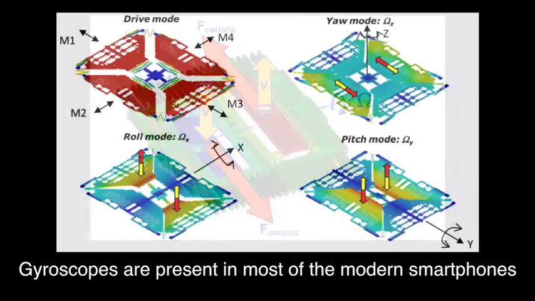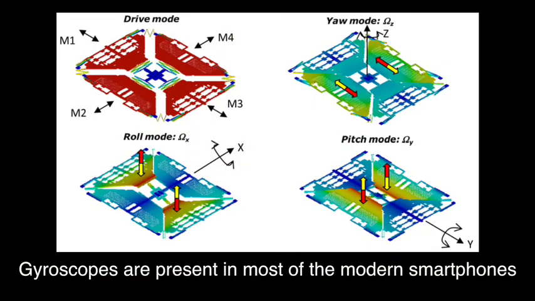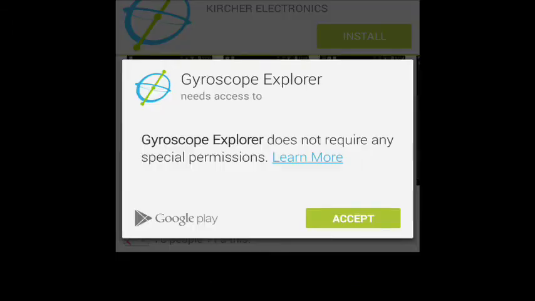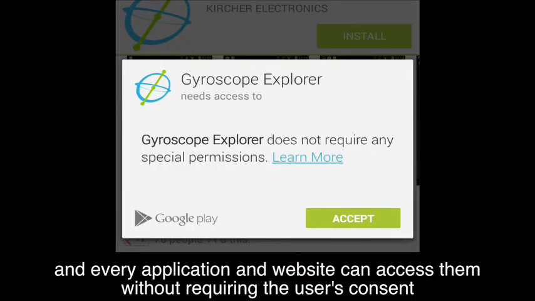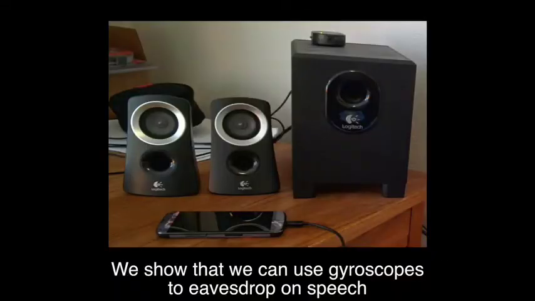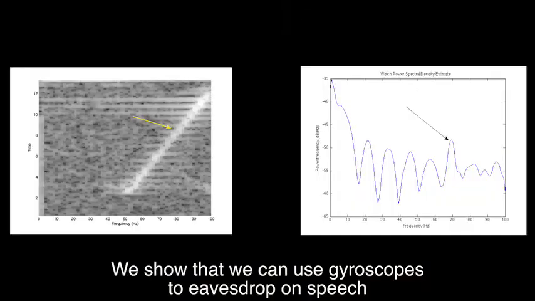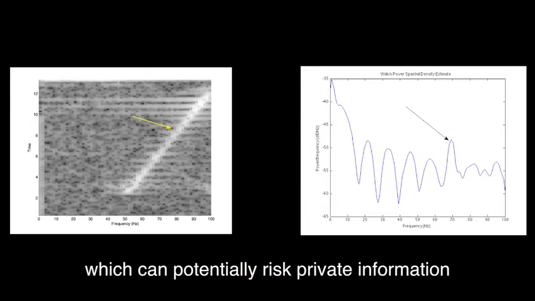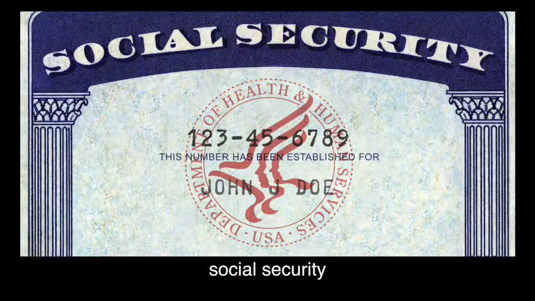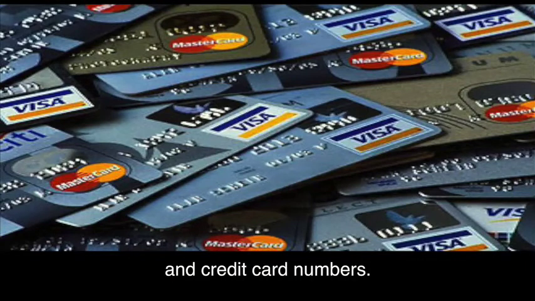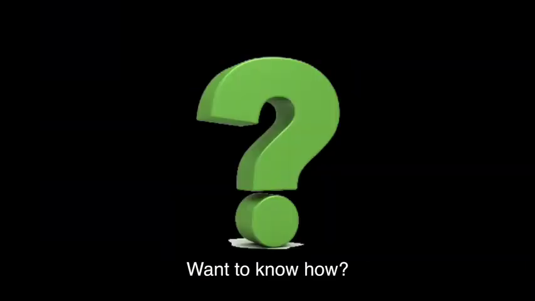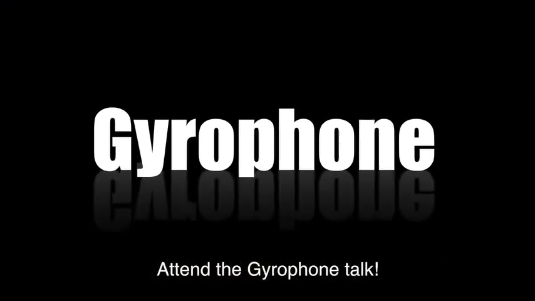Gyroscopes are present in most of the modern smartphones. They measure angular velocity, and every application and website can access them without requiring the user's consent. We show that we can use gyroscopes to eavesdrop on speech without using the microphone at all, which can potentially risk private information such as identity, social security, and credit card numbers. Want to know how? Attend the Gyrophone talk.